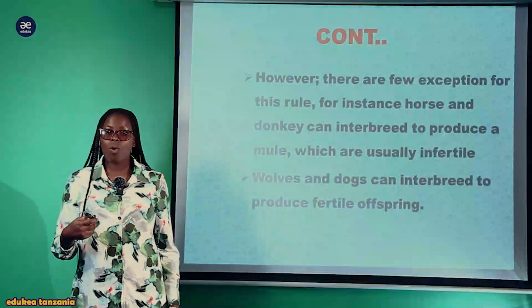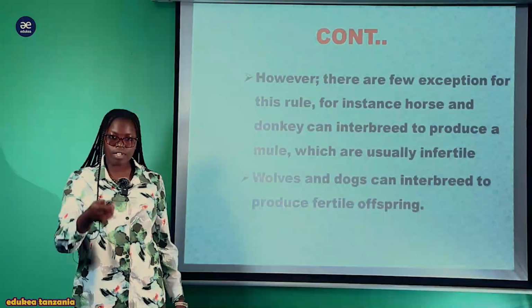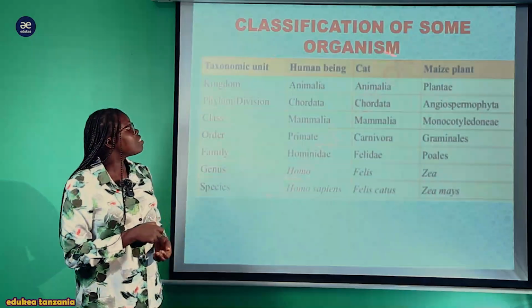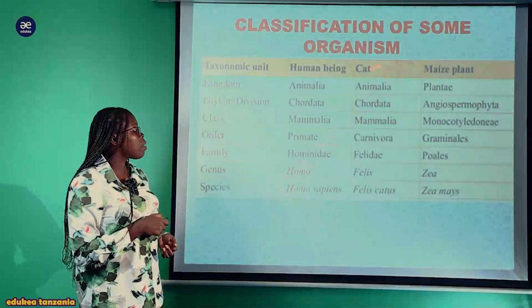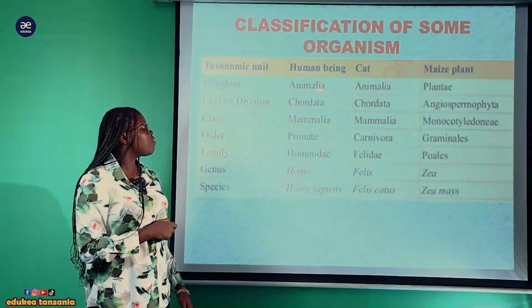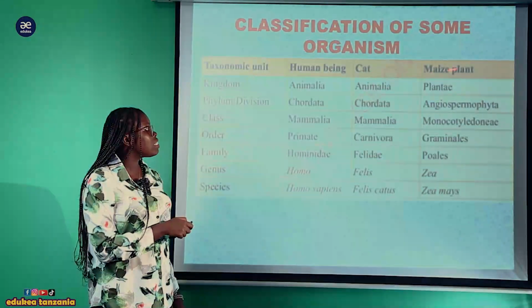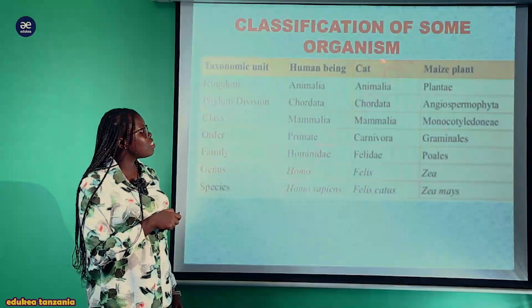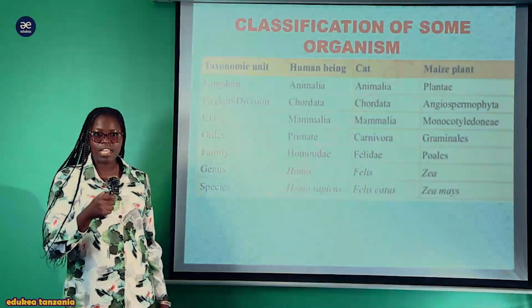And this is the table showing the classification of some of the organisms. Here we have the taxonomic units, we have the human, here we have the cat as well as the plant. By looking here, human being and the cat, these are organisms, meaning that they belong to the kingdom Animalia, and the maize plant, this is a plant. This belongs to the kingdom Plantae.